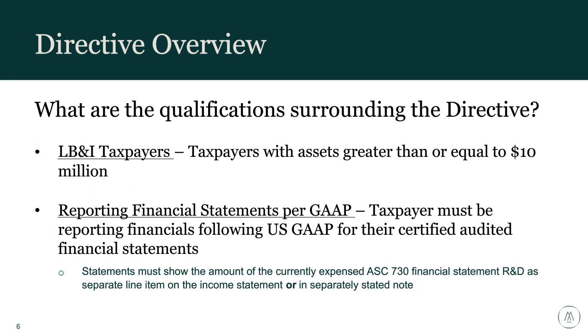What are the qualifications for this directive? In order for a taxpayer to consider the safe harbor treatment under this directive, they have to be considered an LBNI taxpayer. And a large business and international taxpayer is defined as a taxpayer with assets greater than or equal to $10 million. They also must be reporting and separately stating R&D expenses on their U.S. GAAP financial statements. The expenses don't need to be labeled ASC 730, but they have to be labeled something that indicates that they are qualified as R&D expenditures.